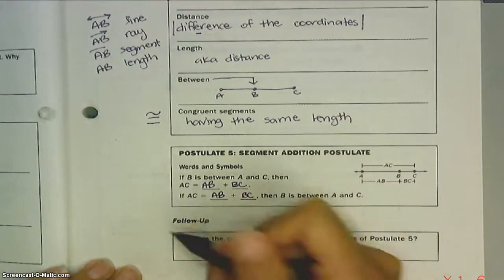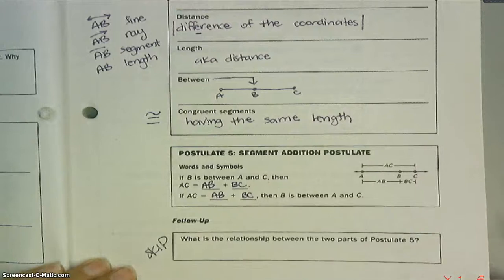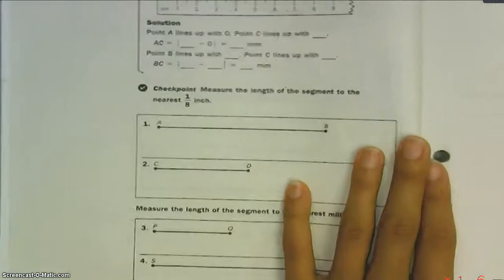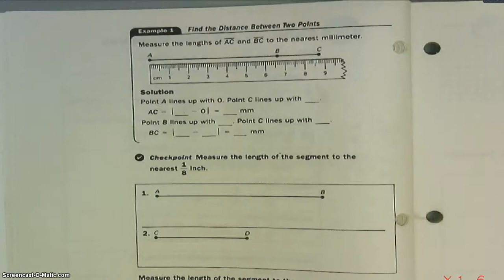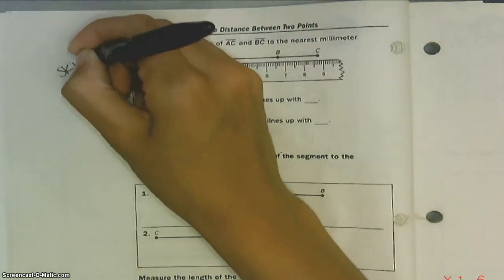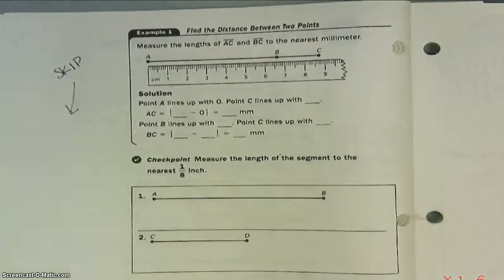And we're going to skip this. We haven't learned that yet. We're also going to skip this page and come back to it in class. So skip this whole page and go to example 2.